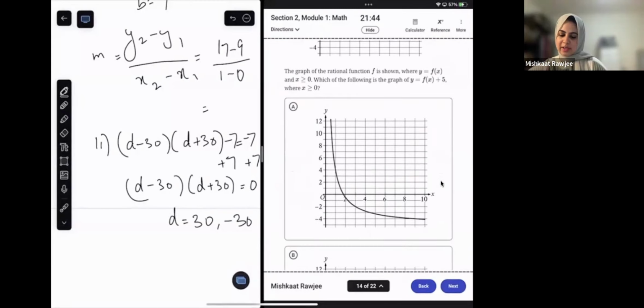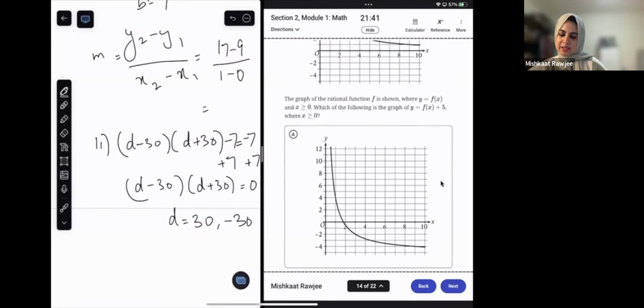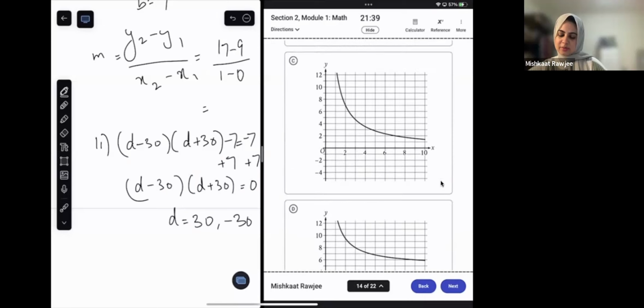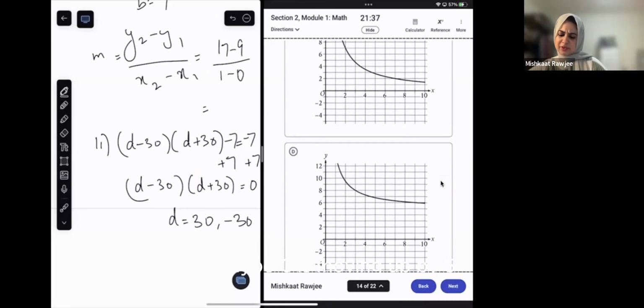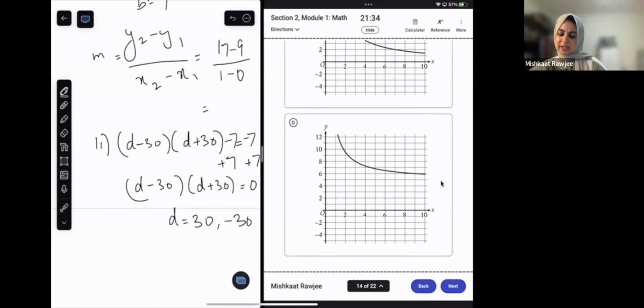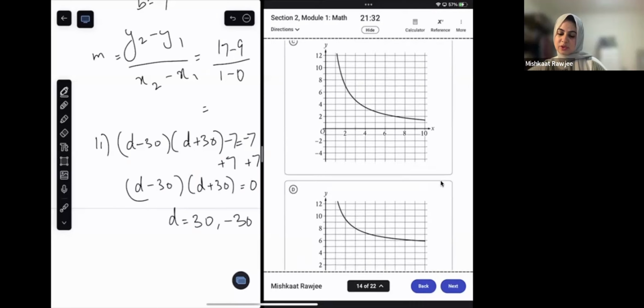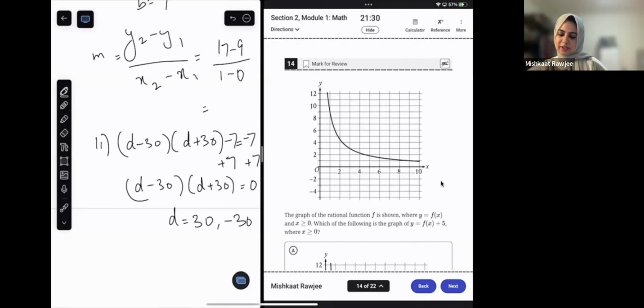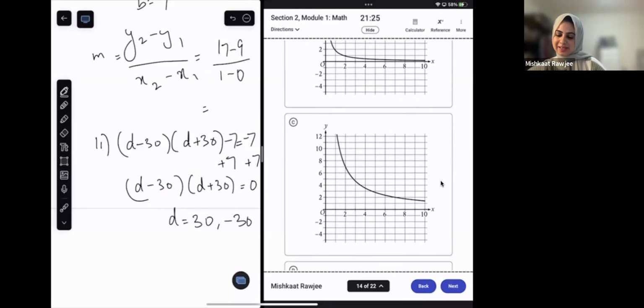So let's see. A is not moving up by 5. B is not moving up by 5. C is not moving, or maybe C is moving up by 5. No. D looks like it's moving up by 5 because where the 10 is, it was actually at 1, but now it should be at 6.